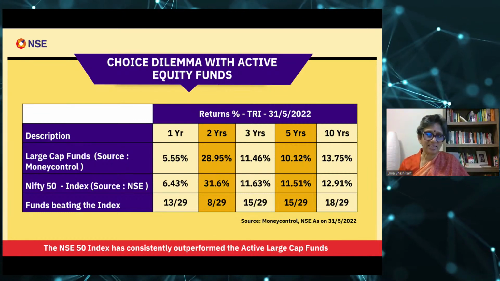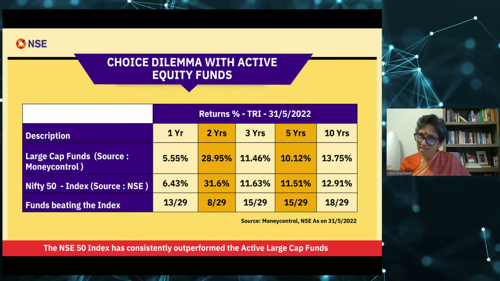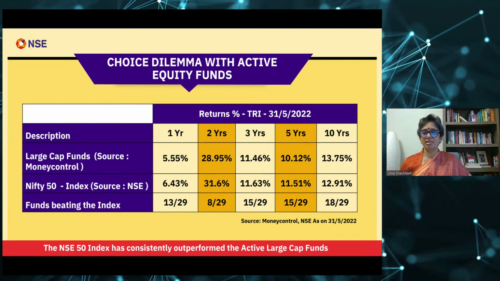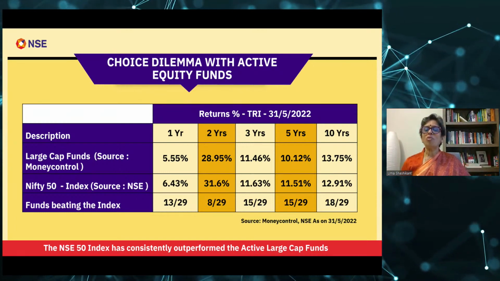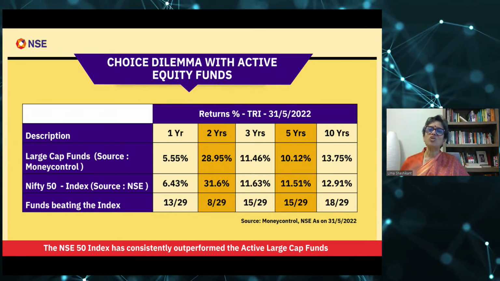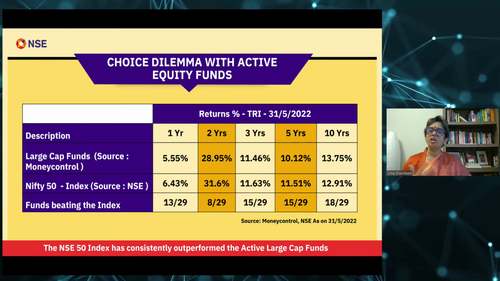As I told you, the index is the benchmark. So there are funds that will do better than the index. There will be funds that will do worse than the index. The problem really is this, that investors have no formula to choose the best funds always. It's not the same funds. You see 13 out of 29, 8 out of 29, 15 out of 29.